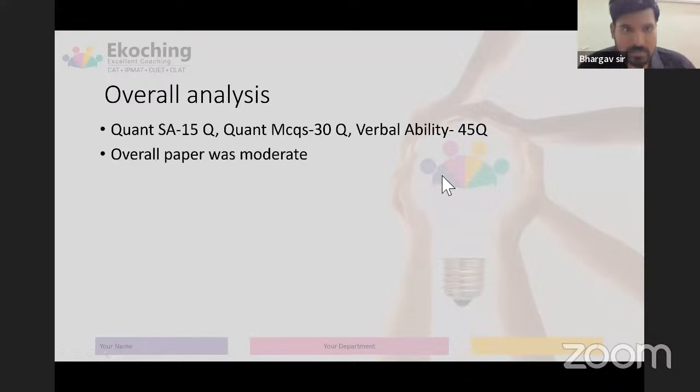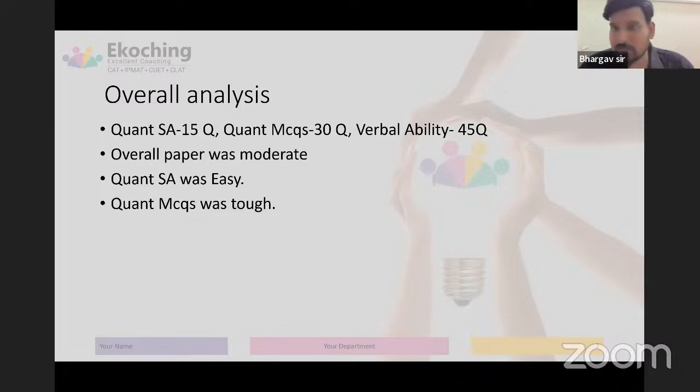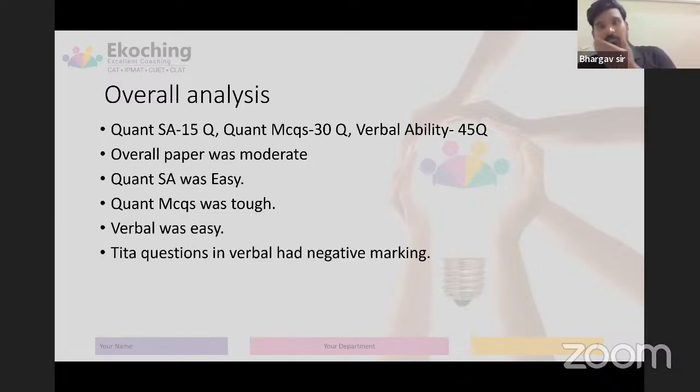Yeah, paper pattern as discussed was same. Overall paper was moderate and short answer was easy as you all said. And MCQs were tough, yes. And verbal was easy. And the questions in verbal had negative marking, like para jumbles, they had -1 marking. So every question had -1 marking in verbal ability.